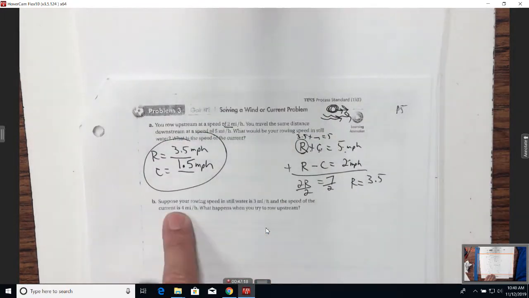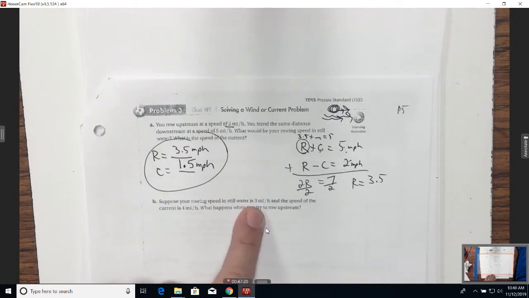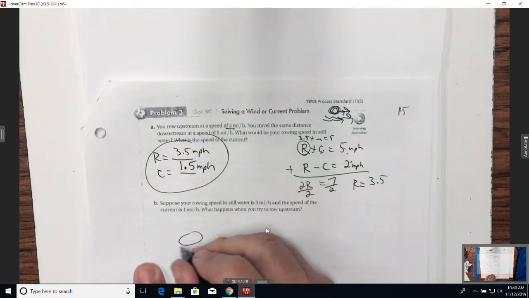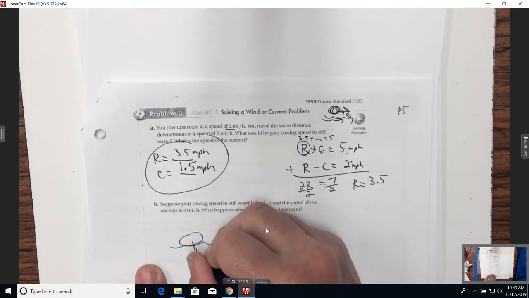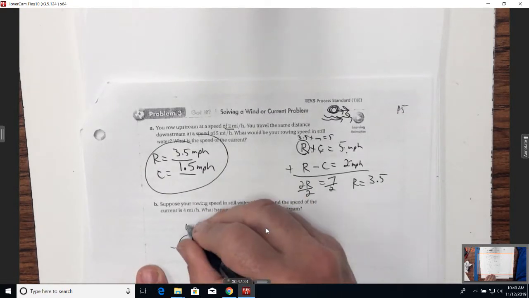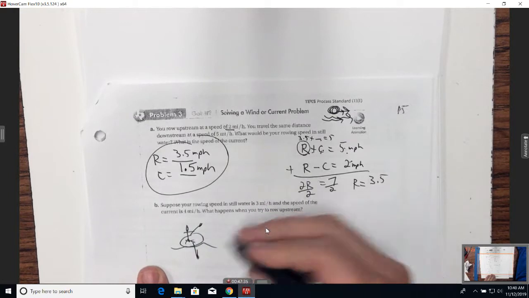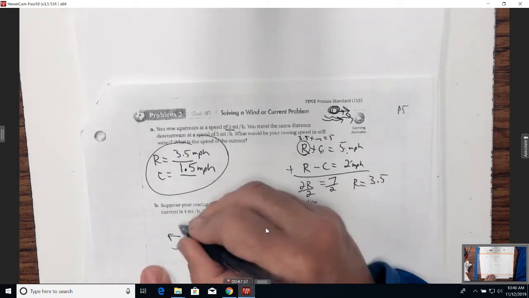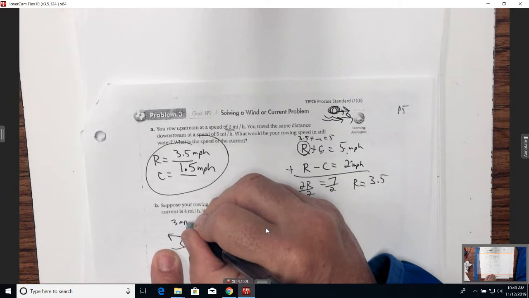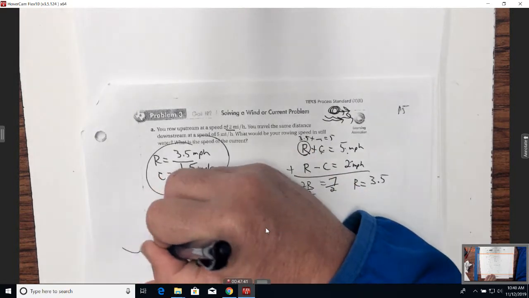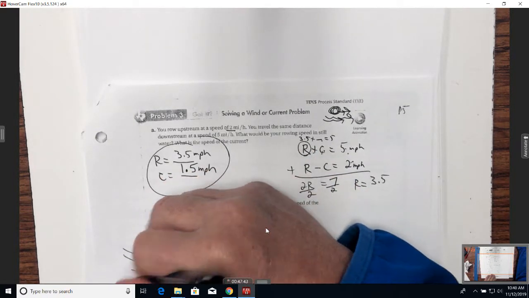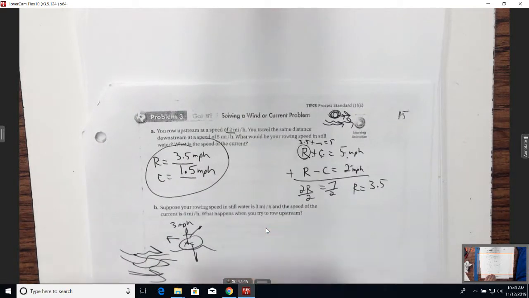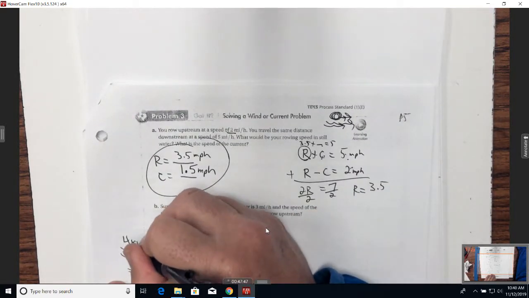Let's do one more like that. Suppose your rowing speed in still water is 3 miles per hour and the speed of the current is 4 miles per hour. What happens when you try to row upstream? Okay, so here's what we got. We're in a boat. My rowing speed, so here's my paddles in the water, and here you are rowing. I'm rowing this way at 3 miles per hour. There's a current in the water that's pushing against me going this way at 4 miles per hour.